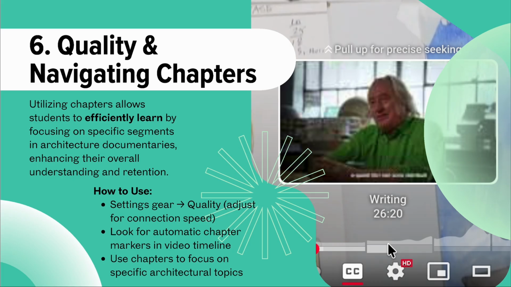Our final tool is feature number 6, quality and navigating chapters. Architecture is a highly visual discipline. If you're watching a video to understand the texture of a concrete facade or the joinery of timber structures, a blurry video is useless. Always click the settings gear, select quality, and force the video into the highest resolution your internet connection can handle, like 1080p or 4K.